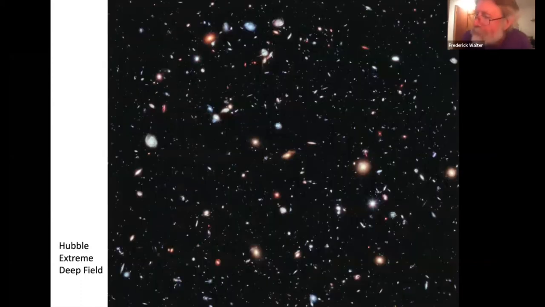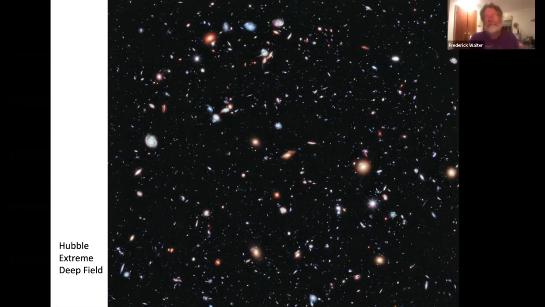And I'll end on this picture. You've probably seen this before. This is the deepest picture Hubble ever made. This is the Hubble Extreme Deep Field. They made a deep field, they made an ultra deep field, and this is the extreme deep field. This is about 100 days worth of data co-added. And everything you see in this picture, with a couple of exceptions, is a distant galaxy.